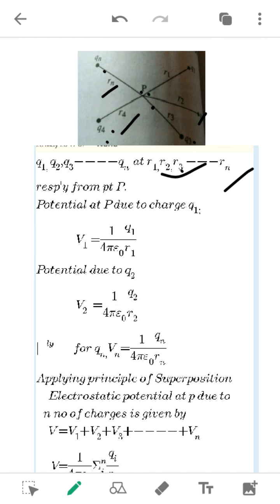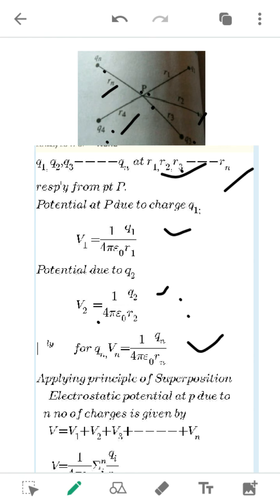Let us consider the potential at P due to the charge q1. Therefore we will have V1 equal to 1 by 4 pi epsilon naught q1 by r1. Then the potential due to q2 is written as 1 by 4 pi epsilon naught q2 by r2, and so on. Similarly, for V3 you can take 1 by 4 pi epsilon naught q3 by r3, and finally, similarly for qn, Vn equal to 1 by 4 pi epsilon naught qn by rn.